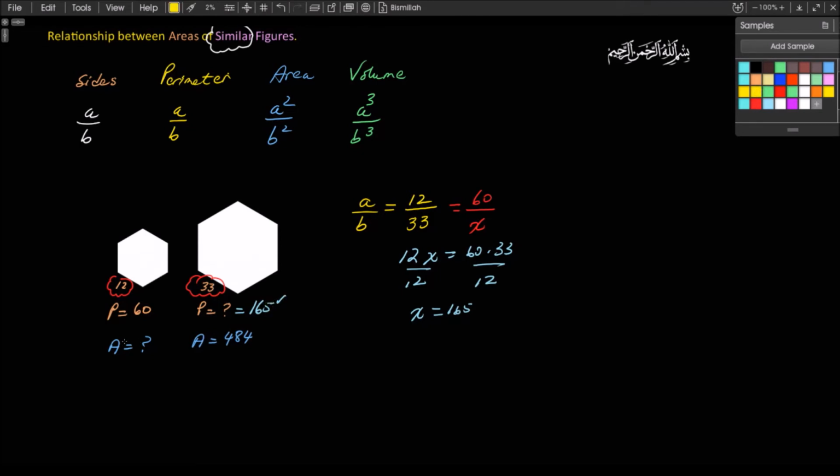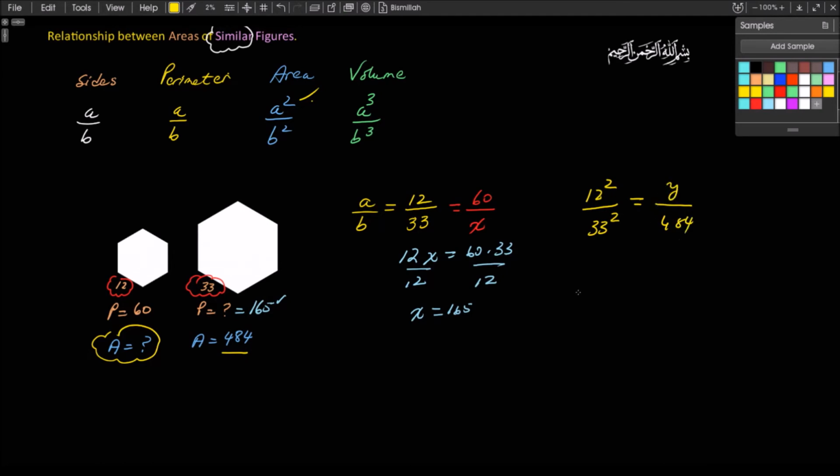Now we're asked to find the area of the first one if you're given the area of the second one. Well, we know that the areas will be related like this. The ratio of the areas will be 12 squared over 33 squared. It won't be 12 over 33, but the ratio of the areas will be a squared over b squared. And we're given that the area of the second one here is 484. And then we're asked to find the area of the first one like this.